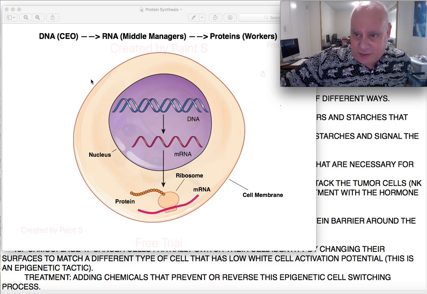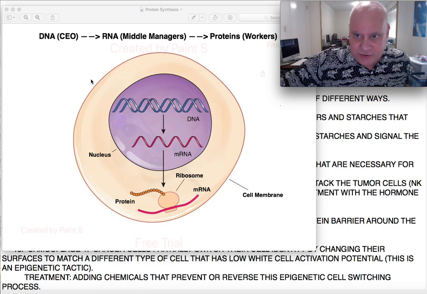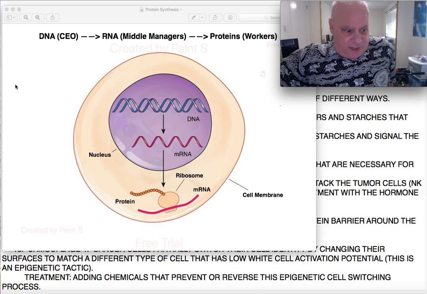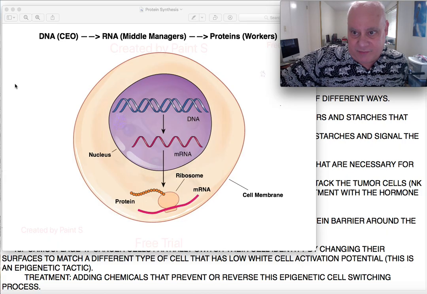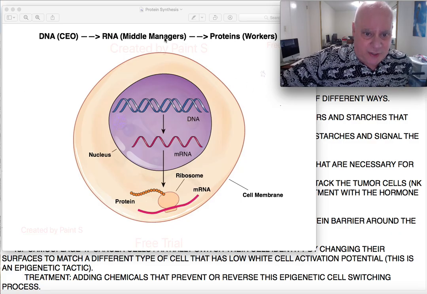No cell in your body uses all the instructions in the DNA. And different types of cells use different sets of instructions, just like you can give different people the same recipe book and have them make different meals because they're reading different recipes from it.